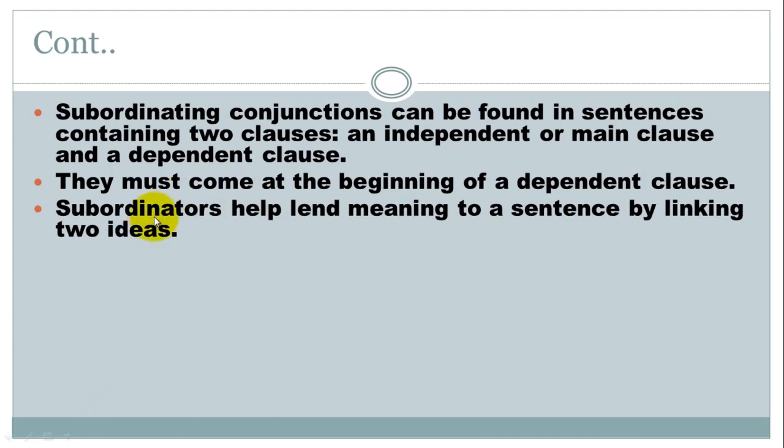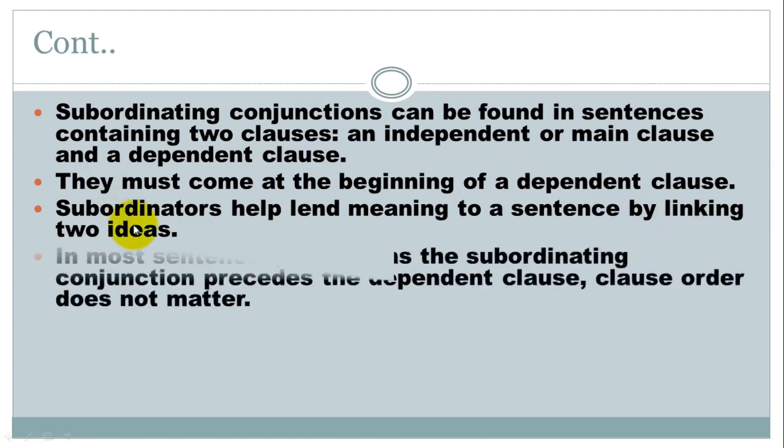These subordinators help give or lend meaning to a sentence by linking or joining 2 ideas. In most sentences, as long as the subordinating conjunction precedes or comes before the dependent clause, the order of independent or dependent clause does not matter.